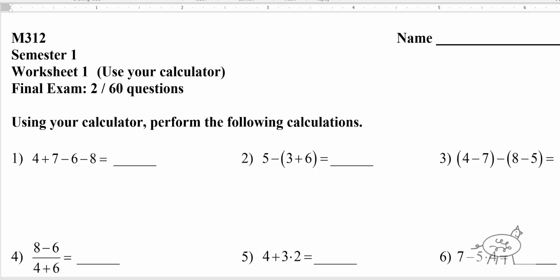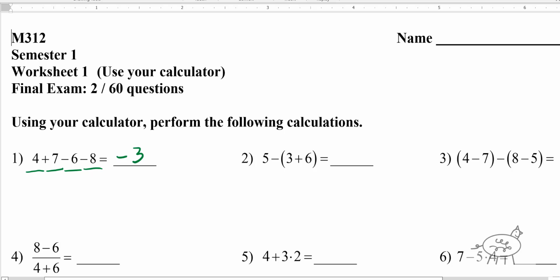So basically what you're doing here is using your calculator and just typing it in. Okay, now you just have to be careful. Like this is a very basic one: 4 plus 7 minus 6 minus 8. So you just type that in your calculator. And in fact, I'm going to do it as we go along here. And I get negative 3.